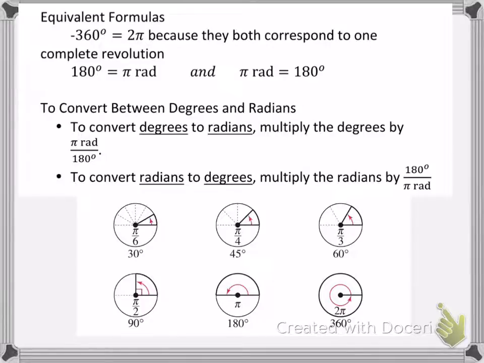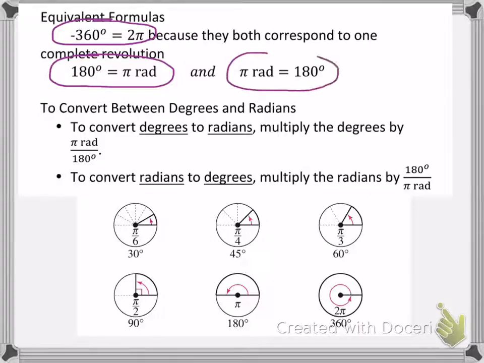Now, because a circle equals 360 degrees, going around the circle also equals 2 pi. They are the same. So understanding that relationship, if we divide both sides by 2, we get an equivalent equation where we say 180 degrees equals pi radians, and vice versa, pi radians equals 180 degrees. We will use this reduced version so that our numbers are smaller when we're dealing with them.